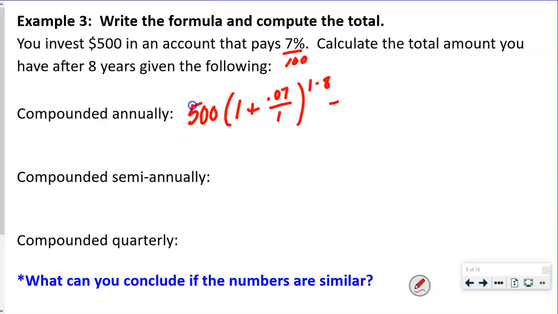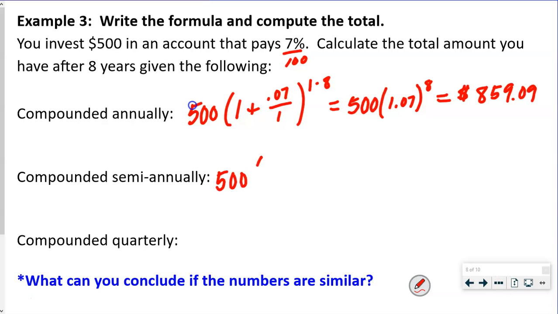So here again, if I rewrote this, this is 500 times 1.07. 8 times 1 is to the 8th power, right? So when we do that and we compute it, we're going to get $859.09, okay?